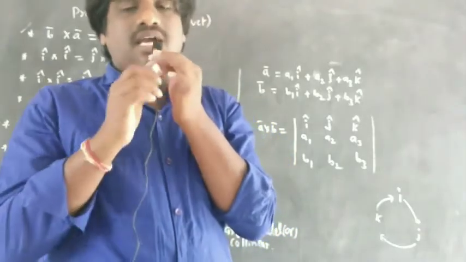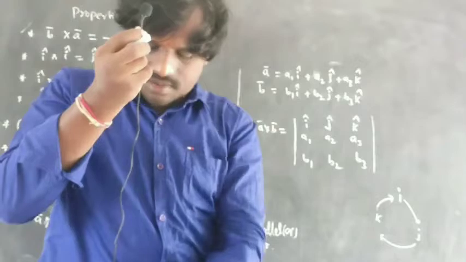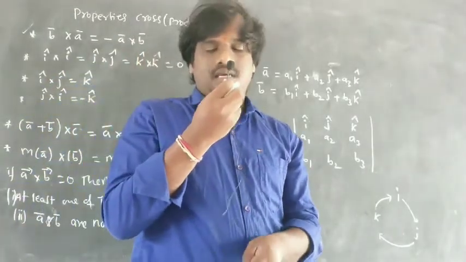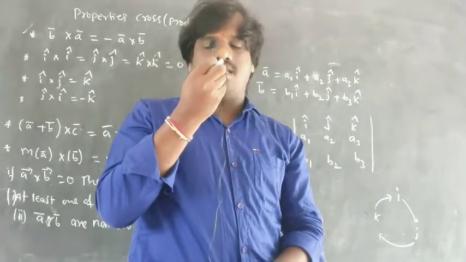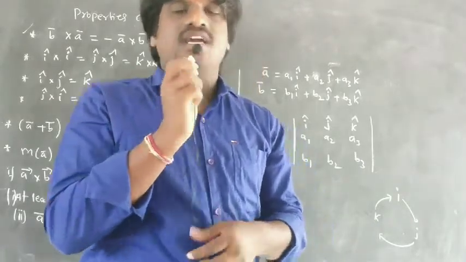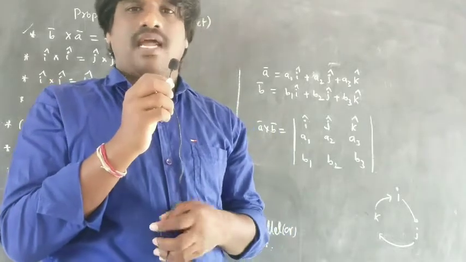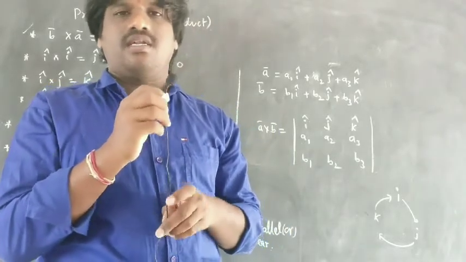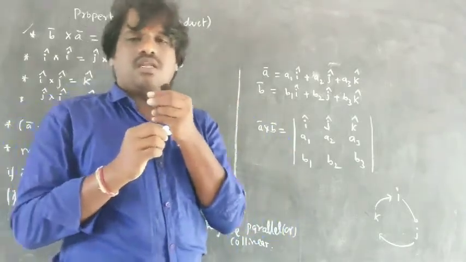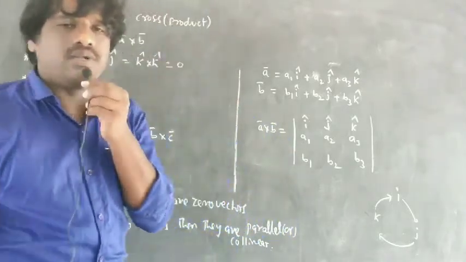Because they are parallel. So if vectors are parallel, then their cross product will be 0. If I want to prove that something is collinear, if they are parallel, we can use that A cross A is 0 or A cross B is 0, then we can say they are collinear.